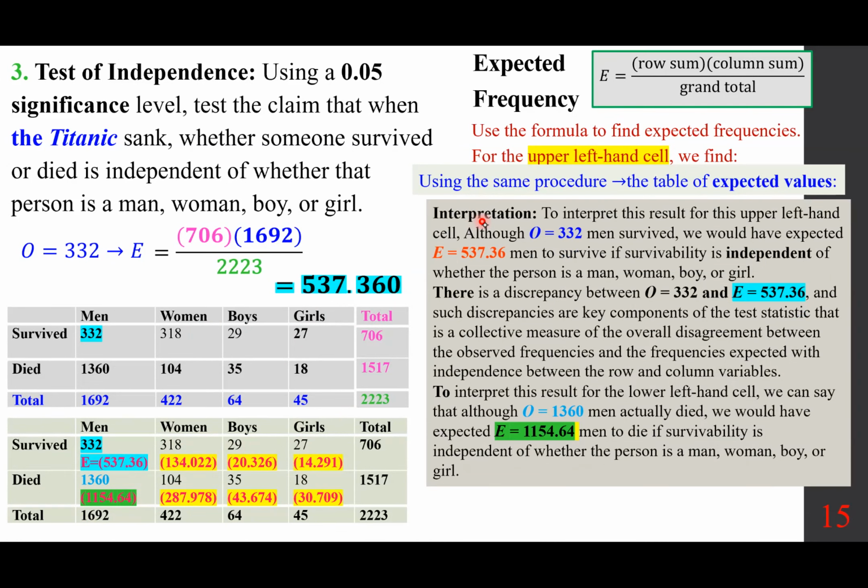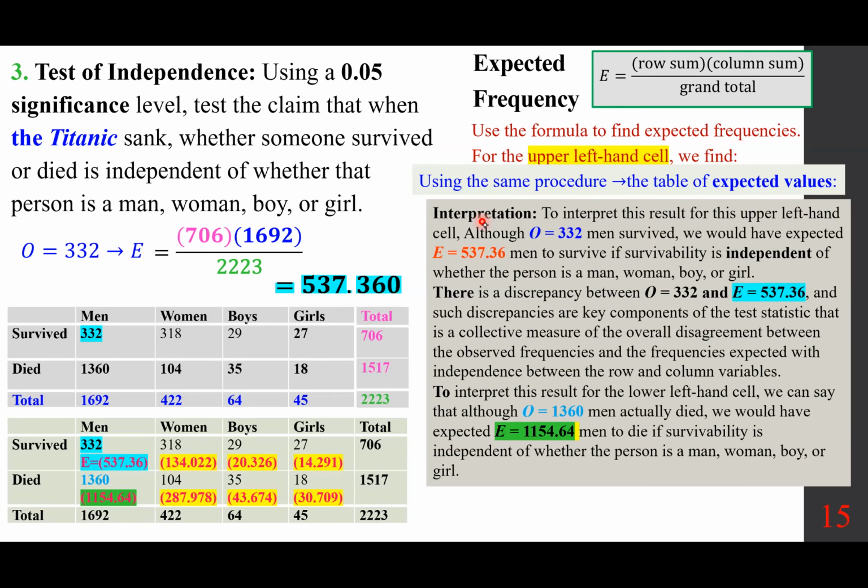Would you be kind enough to read this interpretation? Sure thing. Interpretation. To interpret this result for the upper left-hand cell, although O equals 332 men survived, we would have expected E to be 537.36 men to survive if the survivability is independent of whether or not the person is man, woman, boy, or girl. There is a discrepancy between O equals 332 and E equals 537.36, and such discrepancies are key components of the test statistic that is a collective measure of the overall disagreement between the observed frequencies and the frequencies expected, with the independence between the row and the column variables.